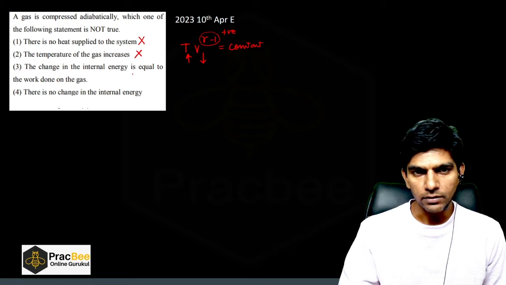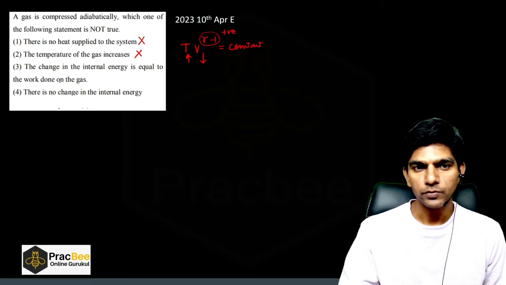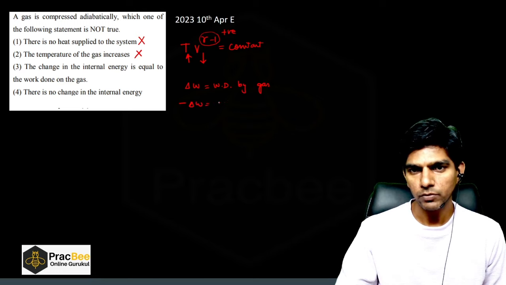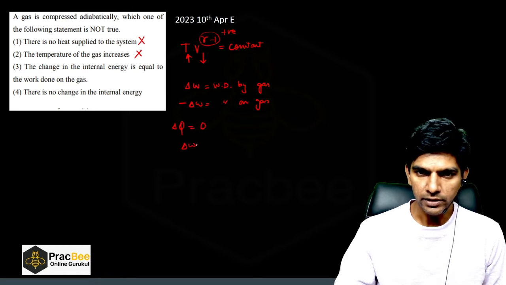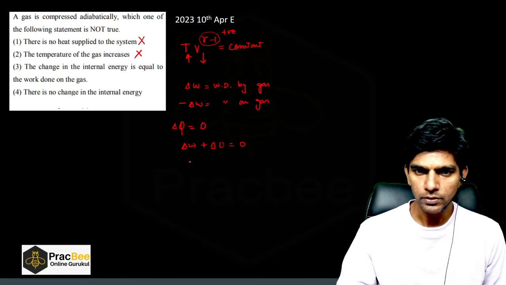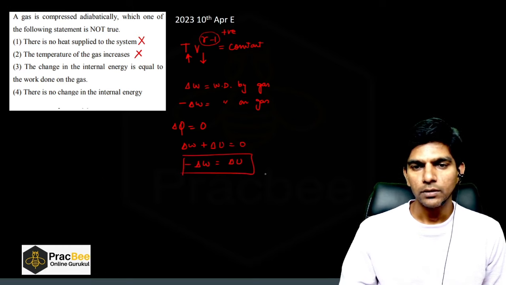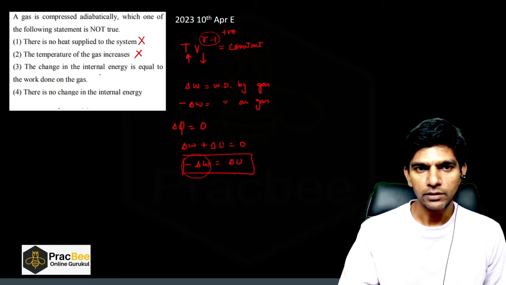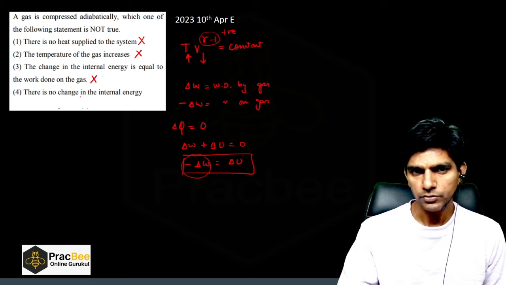Now the change in the internal energy is equal to the work done on the gas. If delta W is work done by gas, then minus delta W will be work done on gas. And we know that delta Q is 0 in adiabatic process. So delta W plus delta U will be 0, so minus delta W will be delta U. So we can say work done on the gas will be nothing but the change in internal energy. So this is again correct. So this is not our answer.